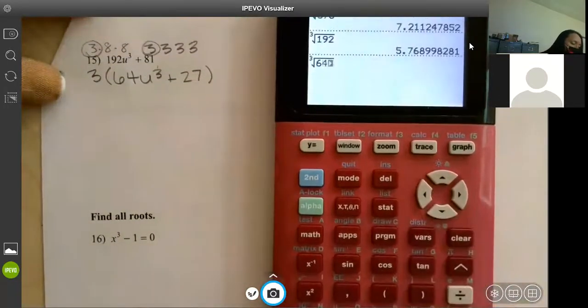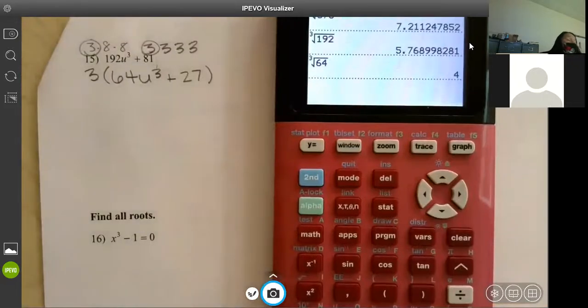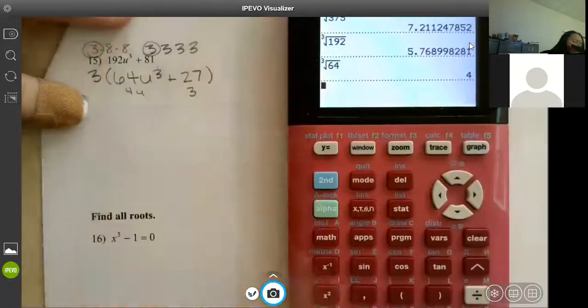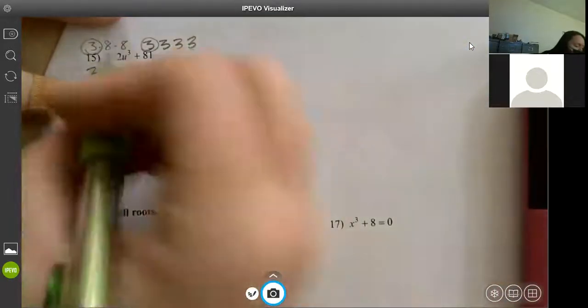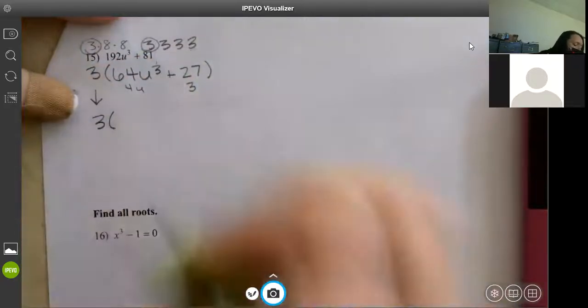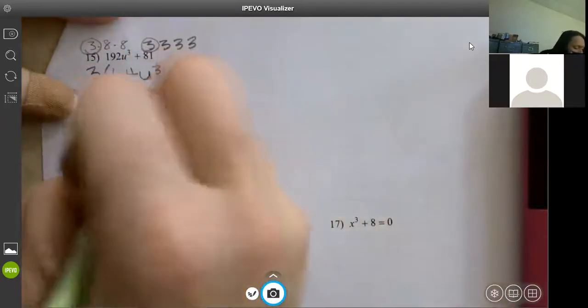Just to show you again, if it's a perfect cube, it's going to come out perfectly in your math cube root. So this one is 4u, and the 27 you saw up there was 3. Okay. Bring down that GCF. It says write it just like you see it, so 4u plus 3.